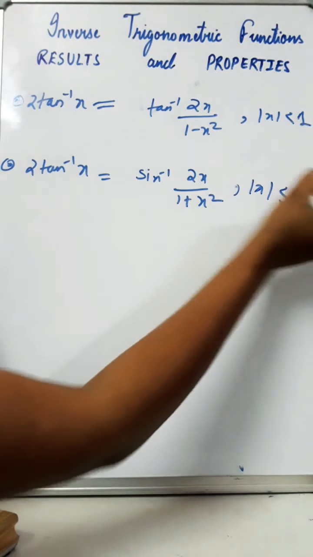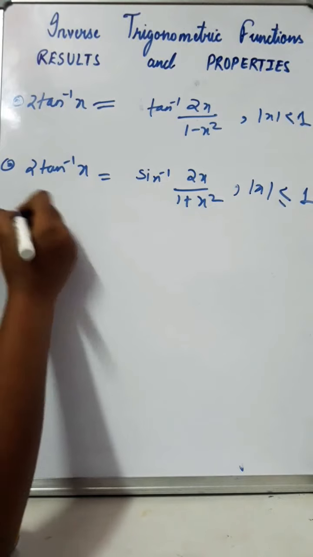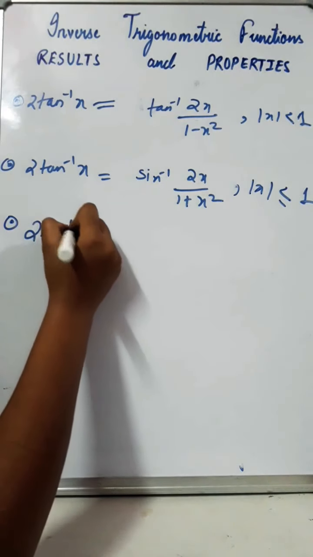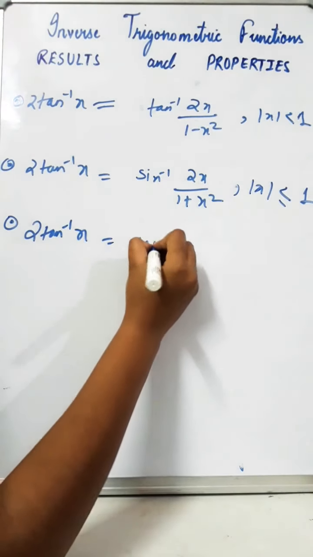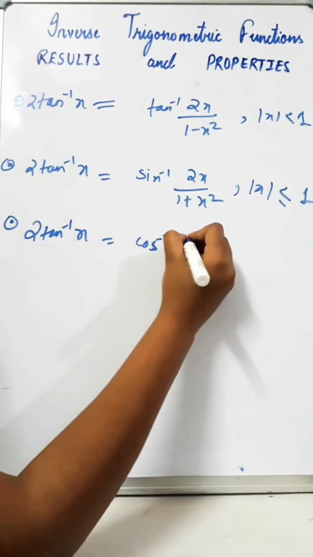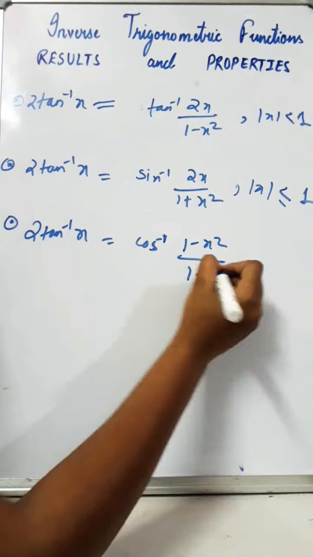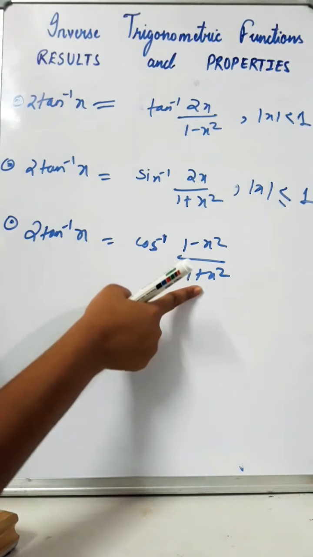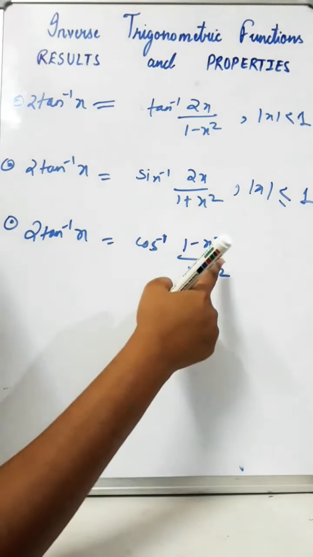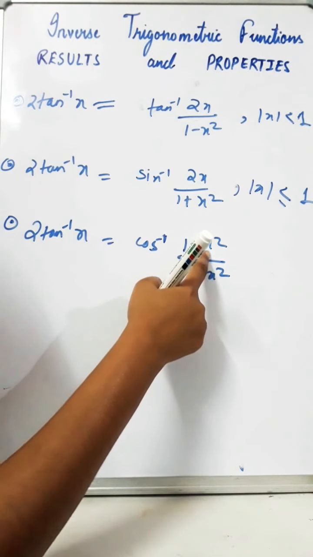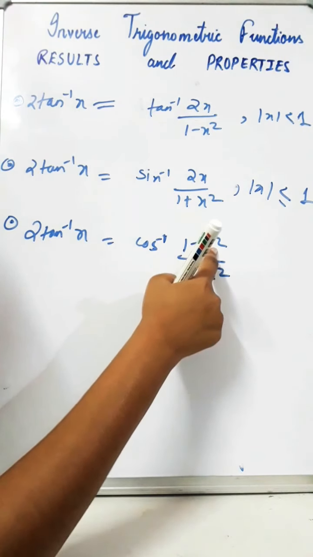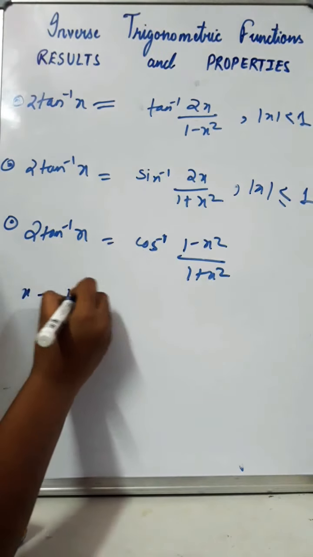Alright. Now 2 tan inverse x can be written in the form of cos also, which is cos inverse 1 minus x square upon 1 plus x square. Alright. Here also we have derived it from the trigonometric property only. You see, if you take x as tan theta, you will get 1 minus tan square theta. See, take x as tan theta.